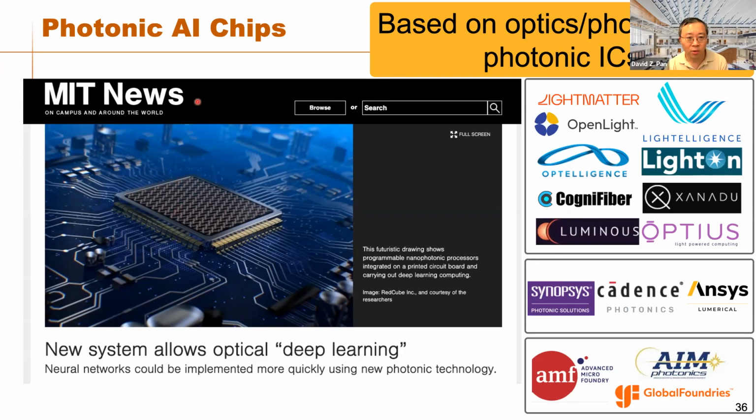But recently there was a lot of effort on these so-called photonic AI chips. Essentially, it's based on photonics and optics. One of the seminal papers was published by MIT in 2017. After that paper was published, two startup companies spun off from MIT, Lightmatter and Lightelligence. And then recently there are also quite a few other companies trying to work on AI and photonic chips. There are also some foundries that have started to fabricate those photonic chips, and the EDA companies are also starting to provide some EDA tools on this.